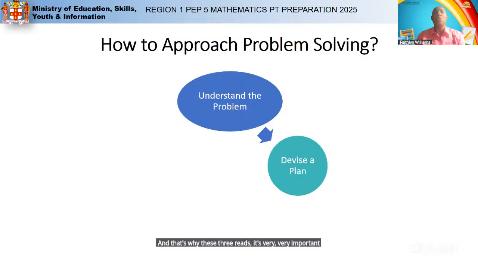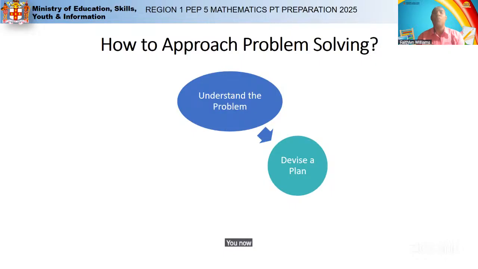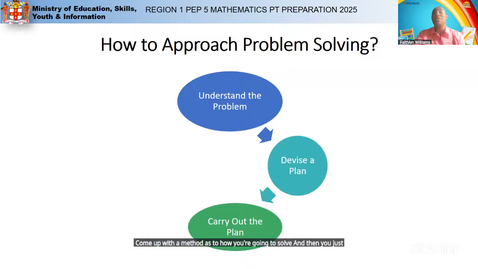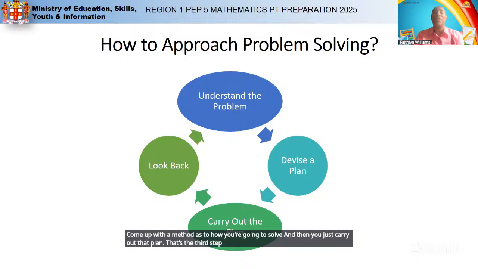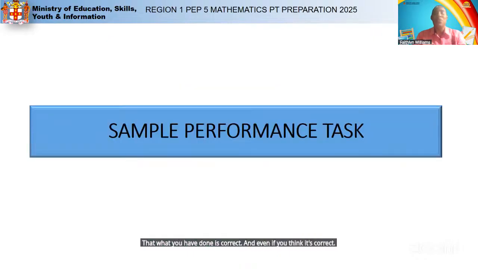Now, after you read the problem, you understand the context, the scenario that is given, and even the question you need to answer, you now need to devise a plan, come up with a strategy, come up with a method as to how you're going to solve. And then you just carry out that plan. That's the 3rd step. And the 4th and final step is to ensure that you look back or check over your work to ensure that what you have done is correct. And even if you think it's correct, you must go back over it.